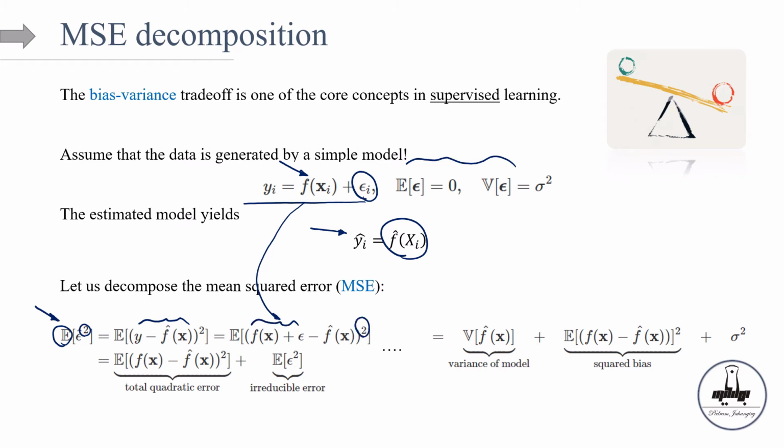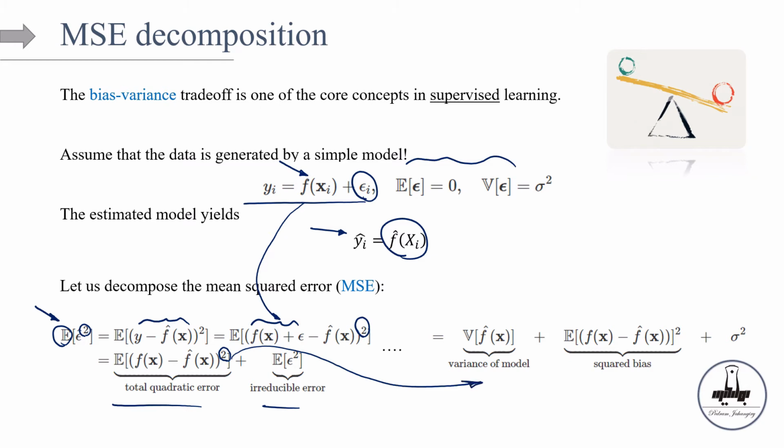Then we can use the properties of expectation, and we already know that the expected value of epsilon is 0, so we can reduce this into two parts, the irreducible part and total quadratic error. Then we can use some properties of conditional expectation and open up this squared version. After doing some simplification, we get to these two equations, right?